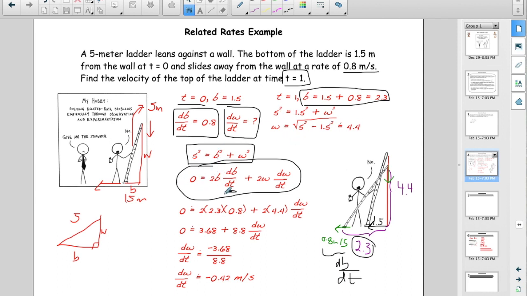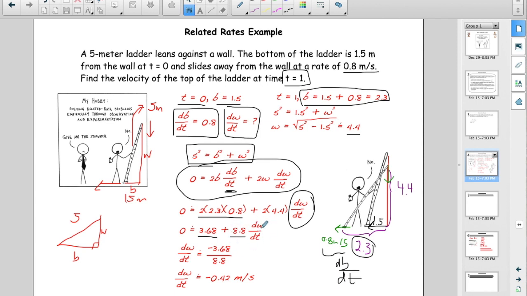Plugging into the formula now, at time 1 second, B is now 2.3. dB dt doesn't depend on time. It's always 0.8. And then I'm going to add 2 times W. What is W at 1 second? It's 4.4. And now we're trying to find dW by dt. So I'm going to isolate this equation for dW by dt. So 2 times 2.3 times 0.8 is 3.68. 2 times 4.4 is 8.8. So this becomes 0 equals 3.68 plus 8.8 dW by dt.